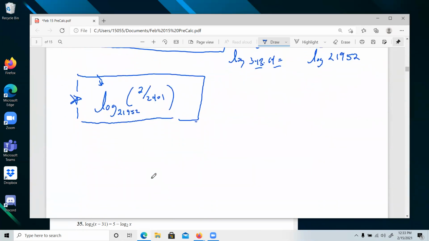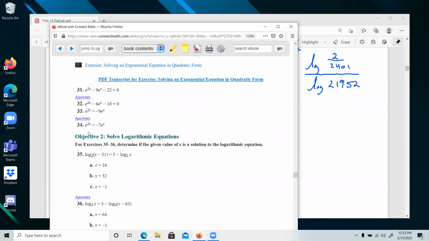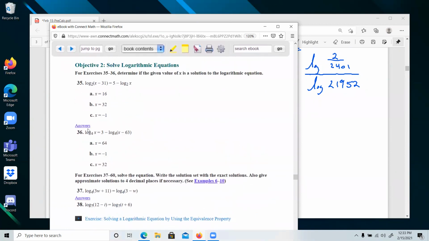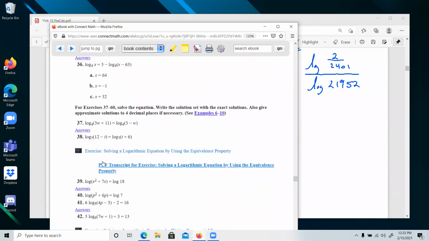Okay. All right. Let's see here. All right. I'm going to do these in a second. So, yeah. Okay, so answers 35 and 36. All they want you to do is type these numbers in and see if you get the same thing.